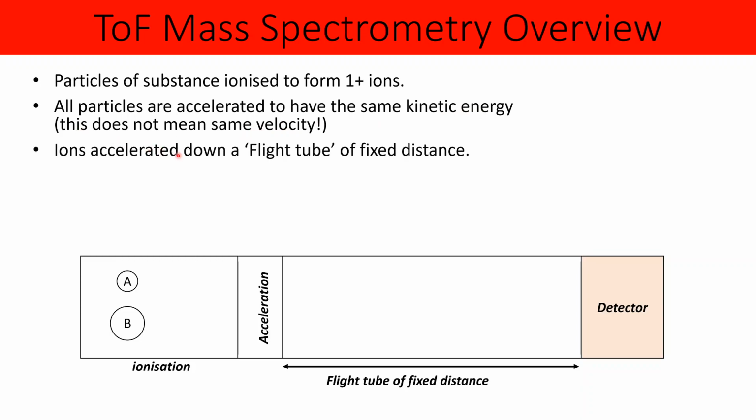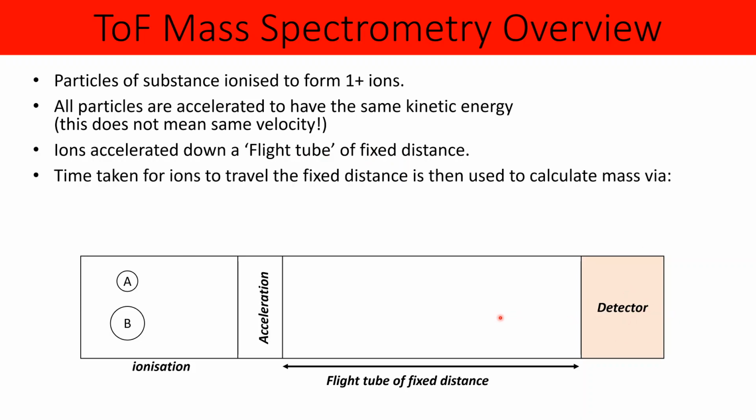Then all of your accelerated particles are going to enter a flight tube at exactly the same time. Because they've been accelerated with the same kinetic energy, but their masses are different, they're going to travel at different velocities. So they're going to pass down this fixed distance of the flight tube at different speeds, and therefore they're going to reach this detector at different times. We can use 2 equations to describe this. The kinetic energy is going to be fixed for all the particles, but they have different masses; fundamentally, mass spectrometry works on the basis that the particles going in have different masses.